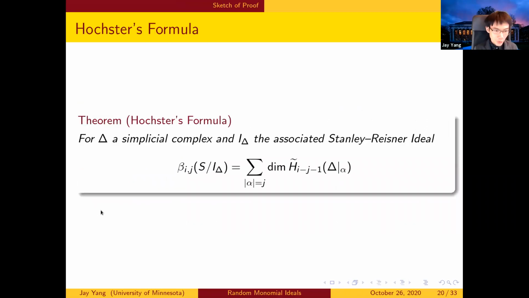So the tool we're going to use for this, as if you've seen Stanley-Reisner ideals you probably expect, is Hochster's formula. What Hochster's formula tells us is that for a Stanley-Reisner ideal, the Betti tables of the corresponding quotient ring, the module given by S mod I_Delta, are actually controlled by the reduced simplicial homologies of subcomplexes of my simplicial complex. So this Betti table, which is a homology of sorts, is controlled by actual homologies of simplicial complexes.